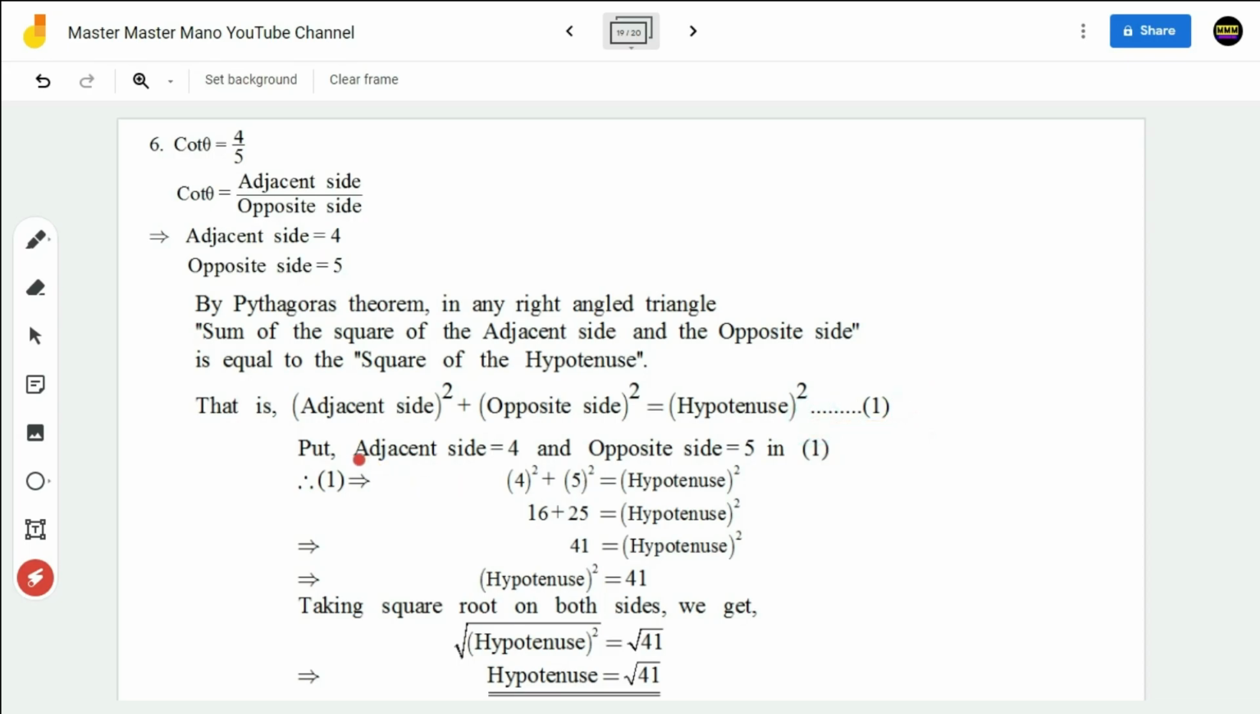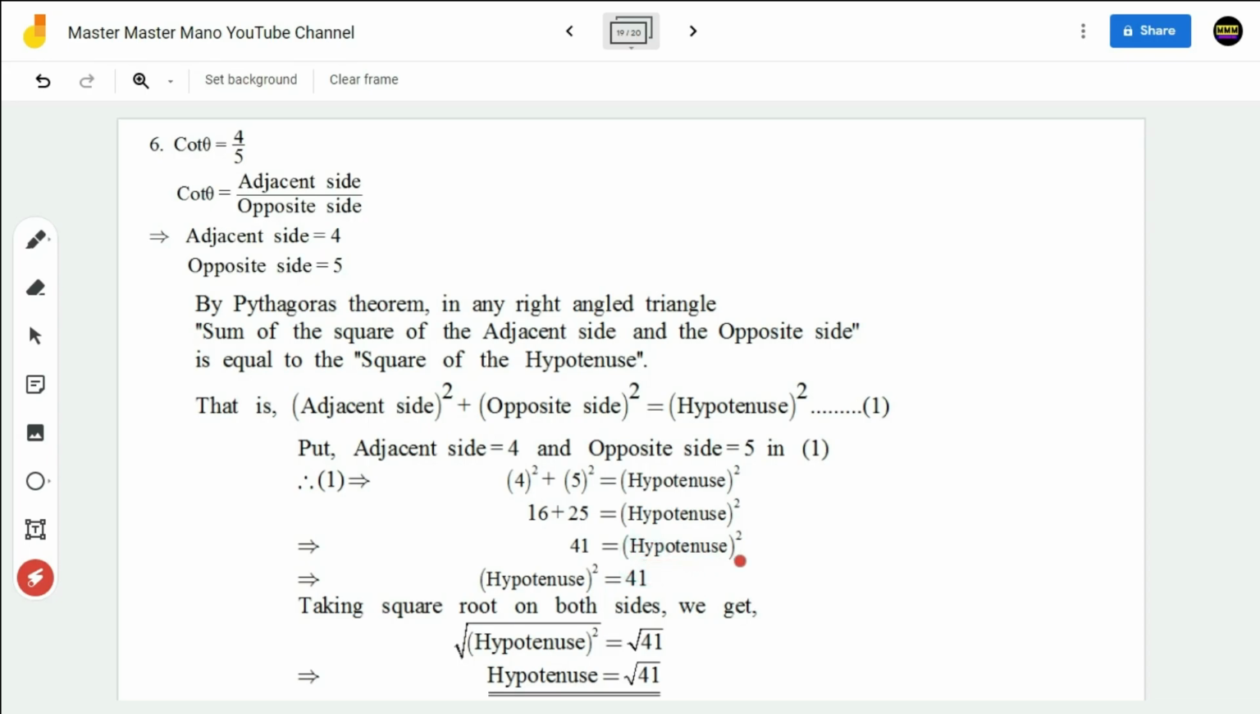Put the given values adjacent side equal to 4 and opposite side equal to 5 in the first equation. On substituting these values, the first equation will become 4 square plus 5 square equal to hypotenuse square, that is, our adjacent side is replaced by 4 and it is squared, plus opposite side is replaced by 5 and it is squared, equal to hypotenuse square. 4 when squared will be 16 plus 5 when squared will be 25 equal to hypotenuse square. Now 16 plus 25 will be 41 equal to hypotenuse square.